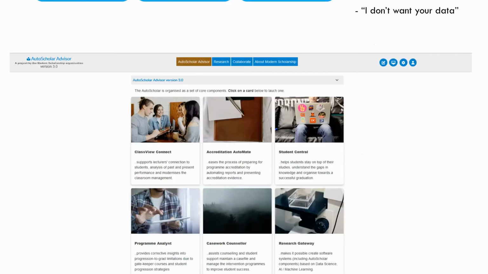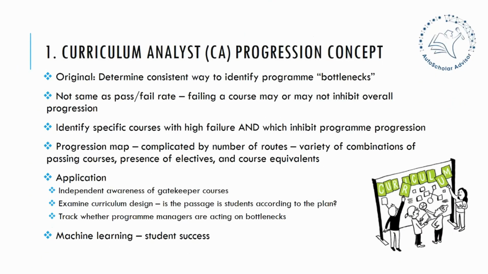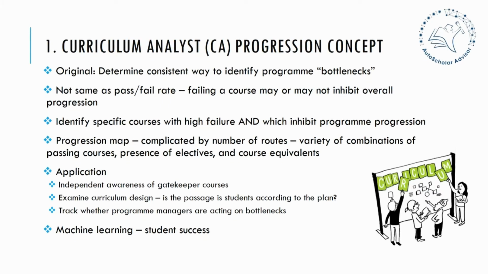Skipping forward, let's get into some functionality. In progression mapping, we determine the routes to graduation taken by our students. We design the curriculum as if it's one thing, but if you mine the student data, you'll find a crazy number of routes to final graduation. We want to do this to determine where the gatekeeper points are that limit our graduation rate.